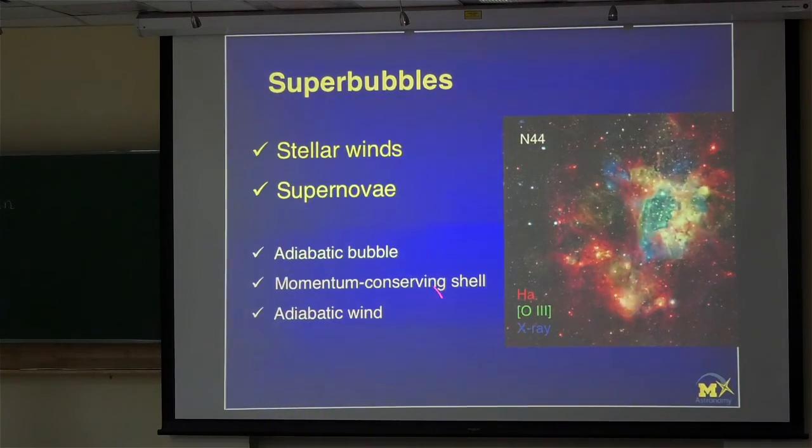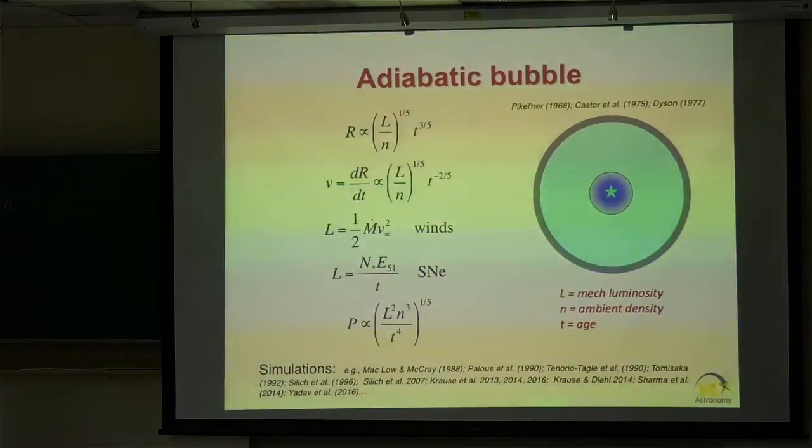There are also these two other models, the momentum-conserving shell and the adiabatic wind, which we've already heard about. So we can take a look at these in detail here. The adiabatic bubble was first described analytically by Weaver in 1977, and very simply, you can just derive this from units analysis. It shows that the radius of the shell will grow as the input mechanical luminosity over the ambient density to the 1/5 power times time to the 3/5 power. And this is assuming that you have a constant input mechanical power, which is this L term over here.